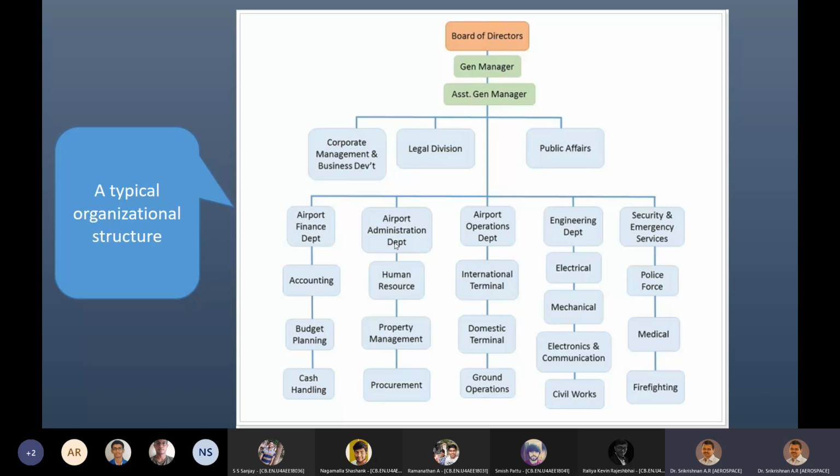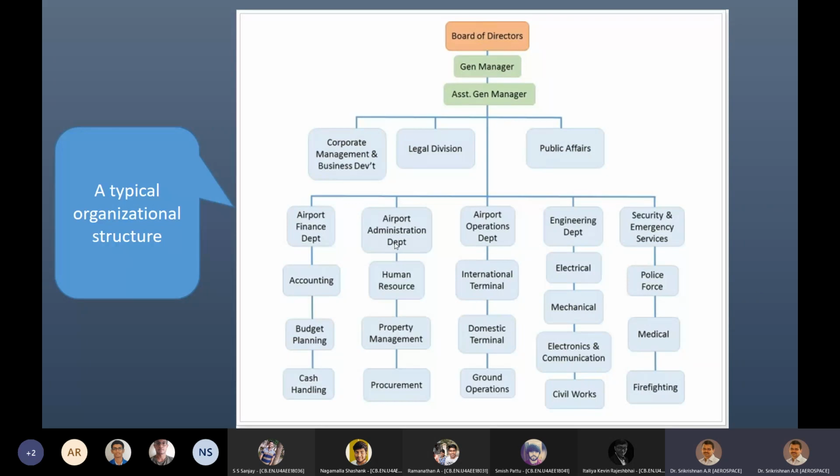So the airport finance department, for example, as per this structure, reports directly to the assistant general manager. Now, within the finance department, you have accounting, you have a section for budgeting and planning, you have a section for cash handling, that is dealing with cash flow directly, like tellers, cashiers, etc., who keep track of where money comes from, where it goes, the bookkeeping, etc., on a day-to-day basis. So cash handling, budgeting, accounting, all that come under the airport finance department.